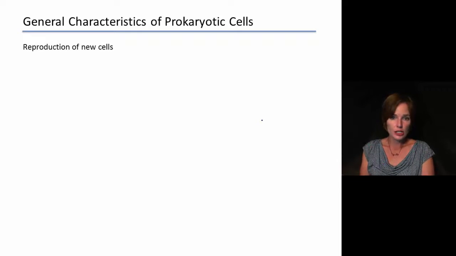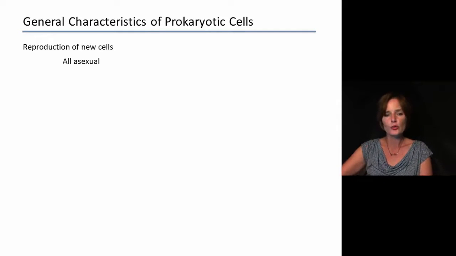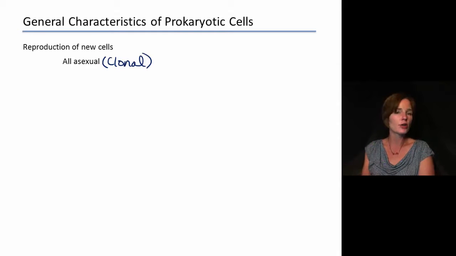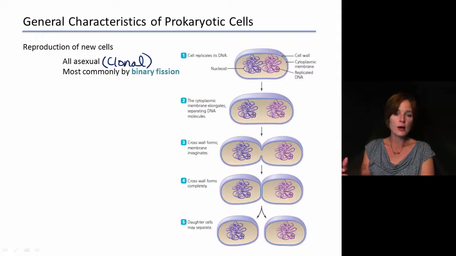If we do talk about the production of new cells, the production of new cells does occur all asexually. So when we talk about asexual reproduction, this is going to be clonal reproduction. And what we mean by clonal reproduction is that we are not going to be getting genetic variety in this case. So genetically, those new cells that are produced are going to be identical to each other. The primary way that this asexual reproduction is going to take place in prokaryotes is going to be with the process of binary fission.